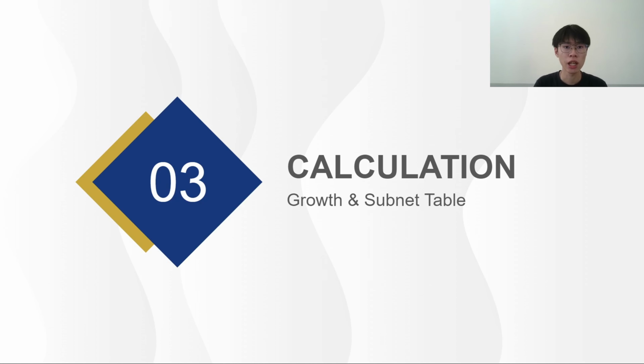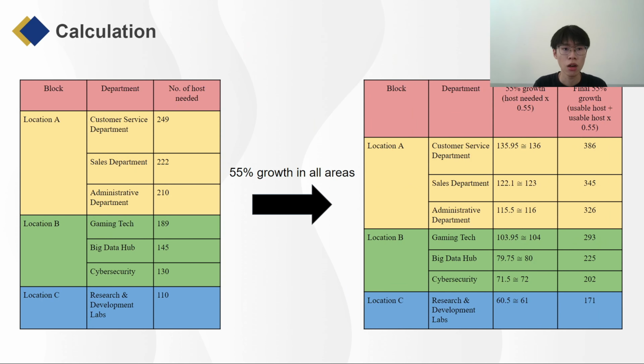Hi, I'm Tan Yong Sun, and now I will show you the calculations of growth of the number of addresses needed and also the subnetting table. On the left side is the hosts needed before the growth for each department, and the right side is the total number of hosts after the 55% growth. For example, customer service has 249 hosts. After the growth of 55% in all areas, the hosts become 386. We do all the calculations and list them in the table for the other departments.